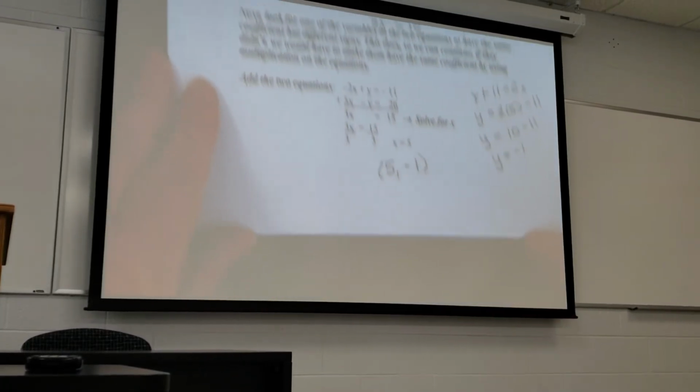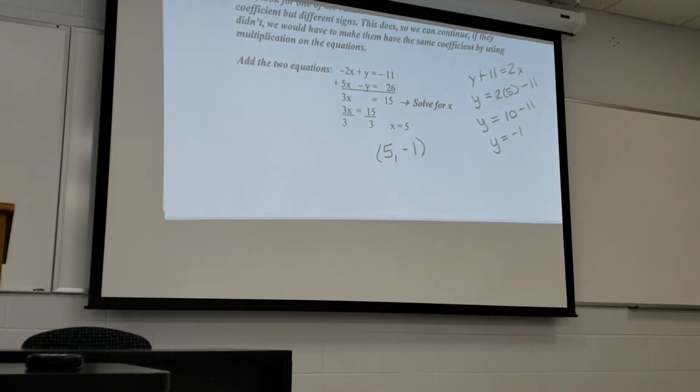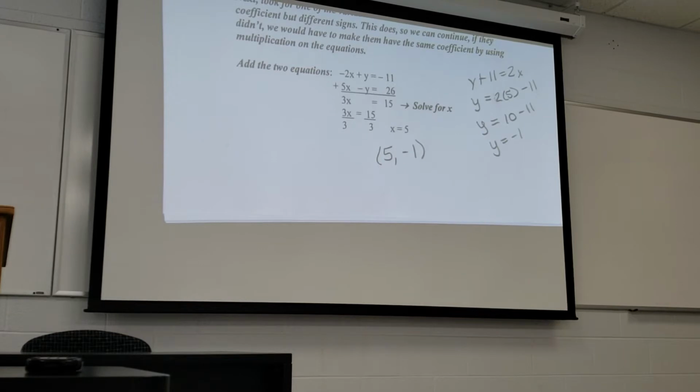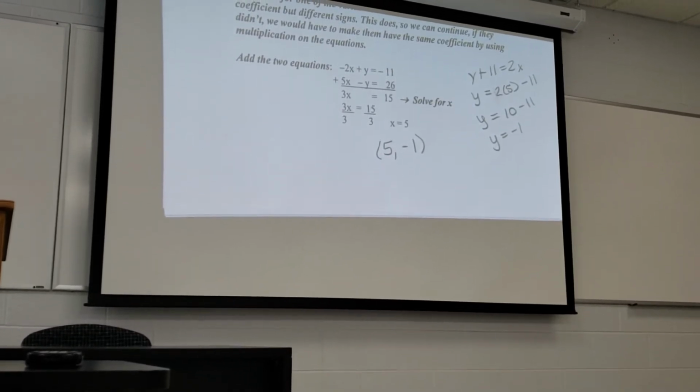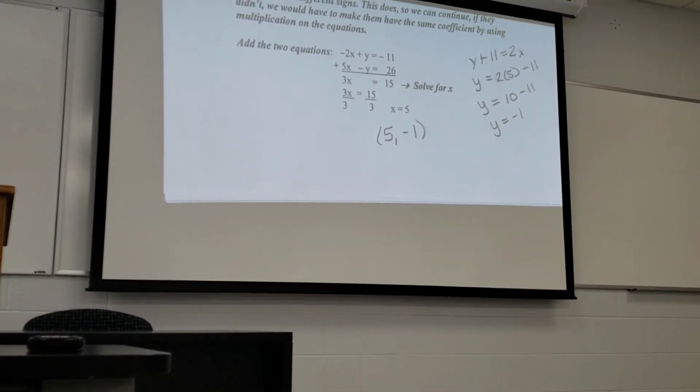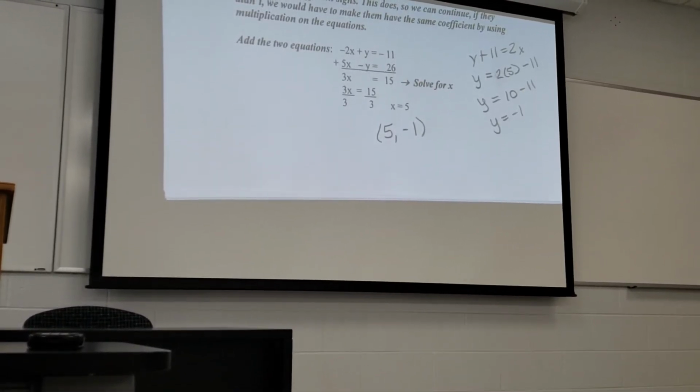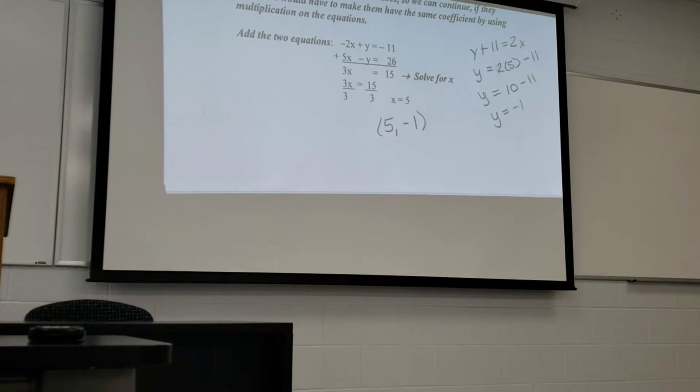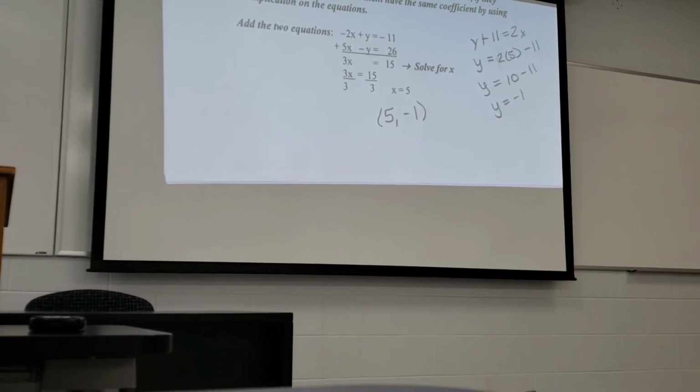All right. What type of system is it? Dependent. Independent. If you have an answer, if you have a number, it's independent. How many solutions? There's one. I was thinking it was two, but it's one. And two intersecting lines. That's an independent system.